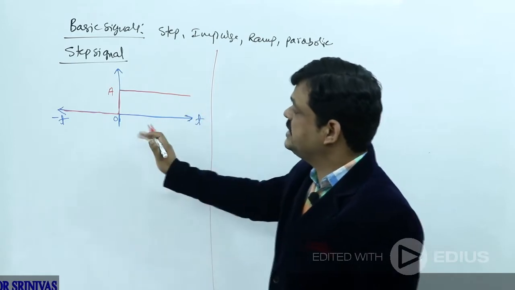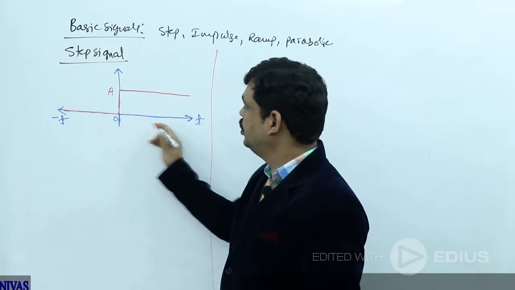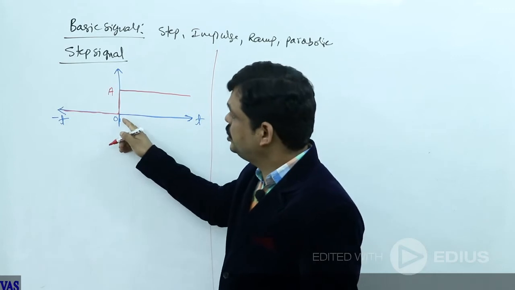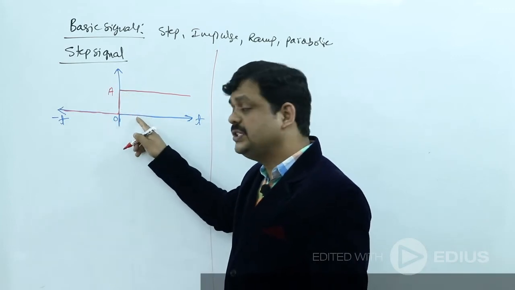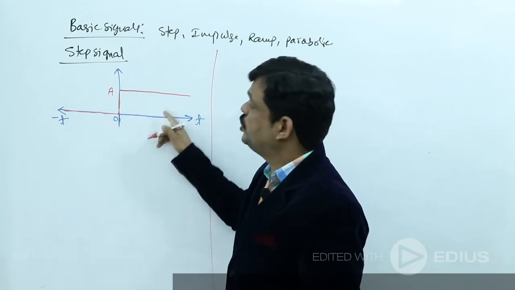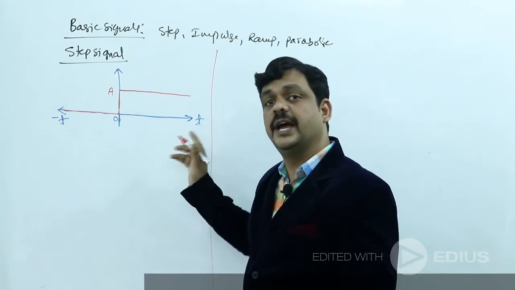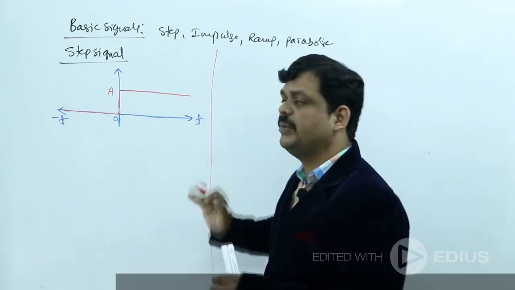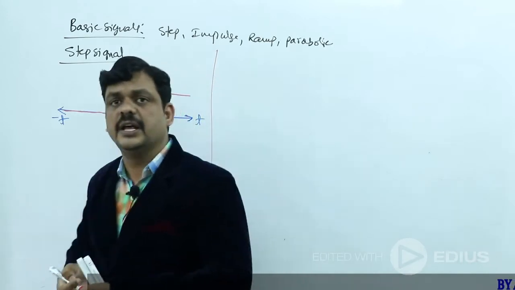So this signal is defined from t equal to 0 up to infinity. See, at t equal to 0, what is the amplitude? A. At t equal to 1, A. At t equal to 2, A. At t equal to 3, A. Up to infinity it has constant amplitude. These types of signals are called step signals.